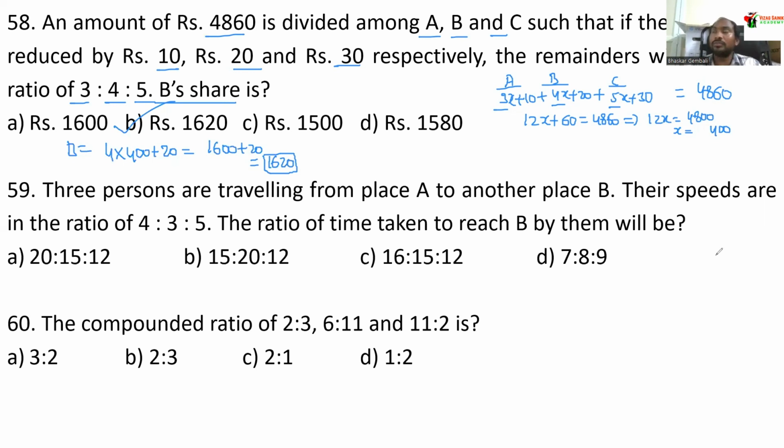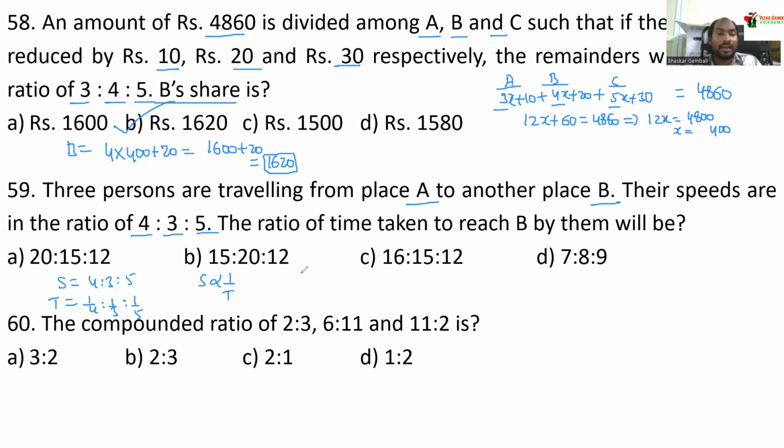I hope everyone understood. 3 persons are traveling from place A to another place B. Their speeds are in the ratio of 4:3:5. The ratio of the time taken to reach B by them will be. Here the speed ratio is given as 4:3:5, so we need the time ratio. Speed and time are inversely proportional to each other. So this becomes 1/4, 1/3, 1/5. Take the LCM. All of these are different numbers.